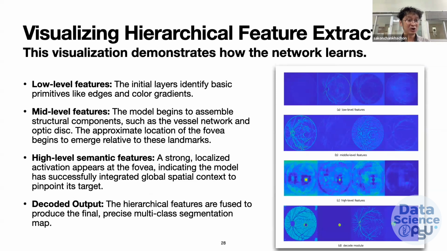This visualization shows how the model learns. In the low-level features, you can see that the initial layer identifies basic edges and color gradients. In the mid-level features, the model starts to assemble structural components like the vessel network and the optic disc. The approximate location of the fovea begins to emerge. In the high-level semantic features, a strong localized activation appears at the fovea, indicating that the model has successfully integrated global spatial context. Finally, in the decoder output, these hierarchical features are fused to produce the final precise multi-class segmentation map.